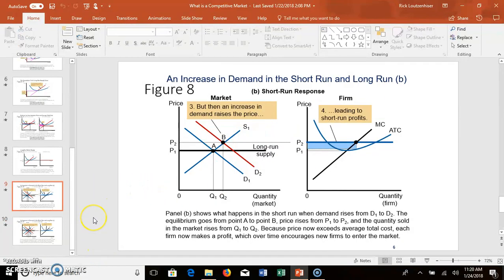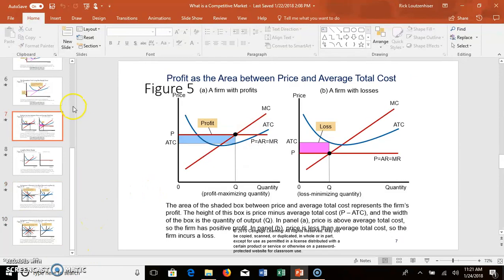So that's how the competitive market works. If you have any questions on that, please let me know.